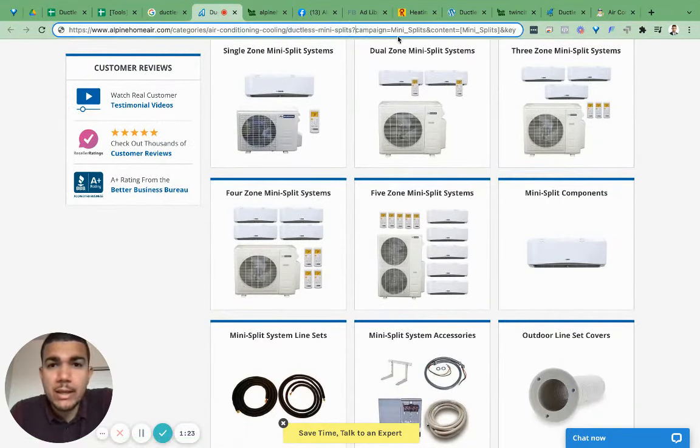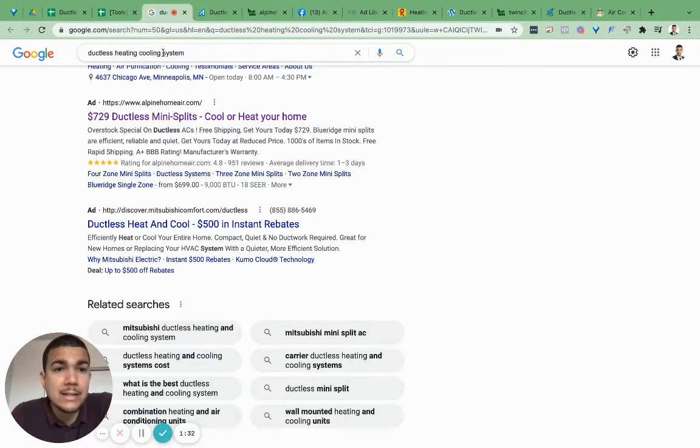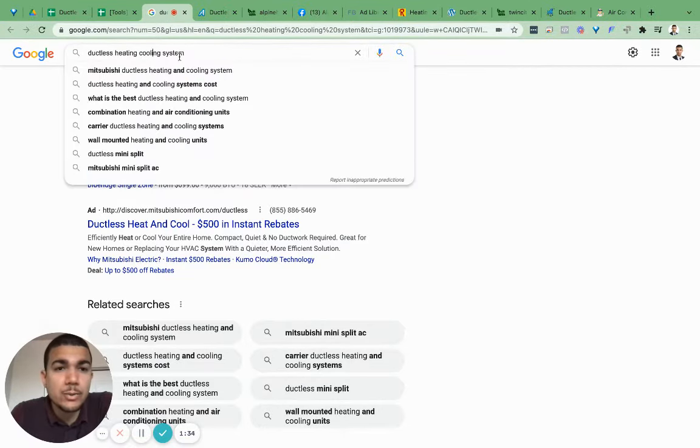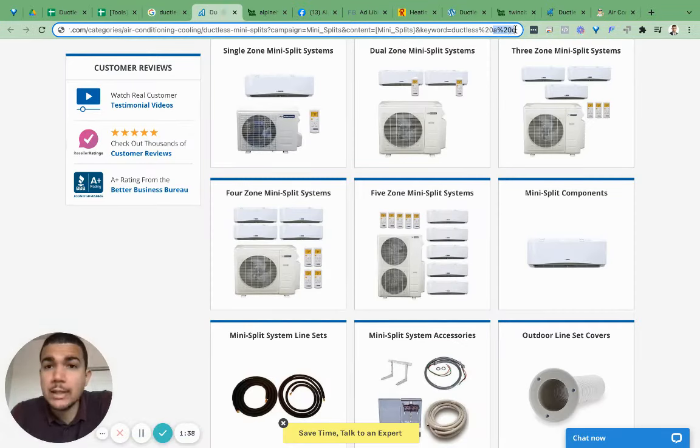So you see the campaign, it's their mini split campaign. And their keyword is ductless AC. I'm not sure why ductless AC is pulling ductless heating cooling system, maybe ductless cooling, but that's not a very good use of that keyword pulling in ductless heating cooling.